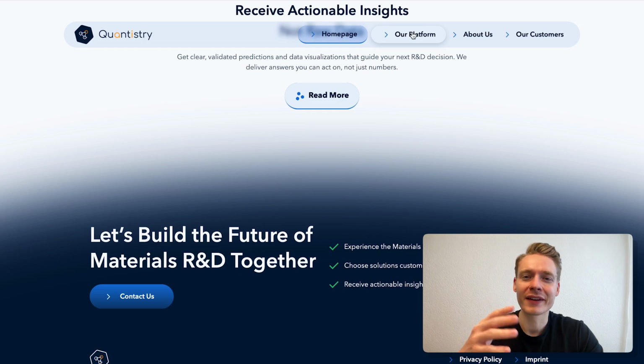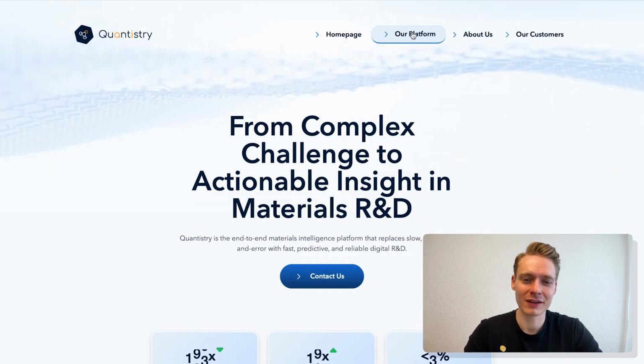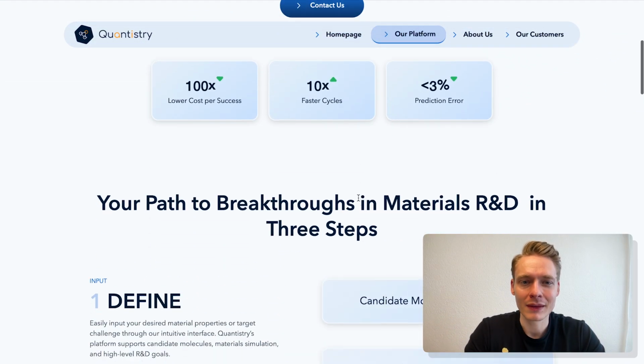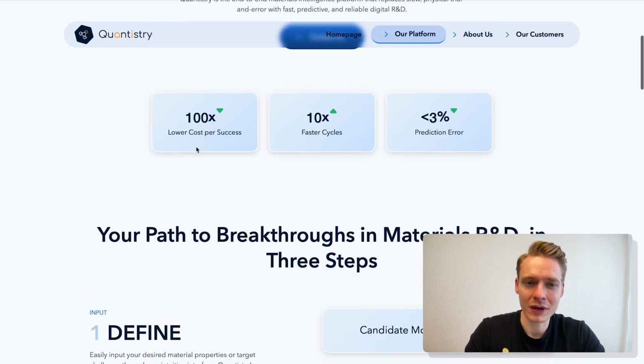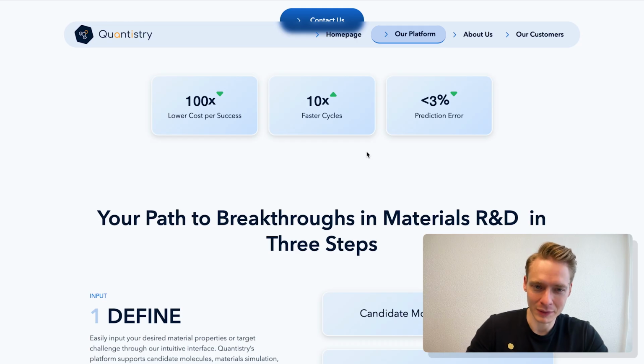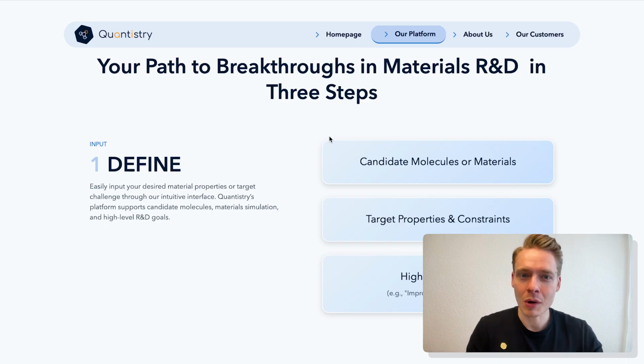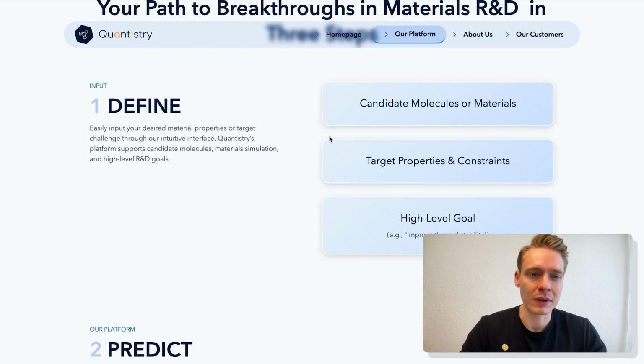Now, I think that was a good overview, but how does the platform actually work? And I guess we will learn more about that here. So how's the platform actually set up? Again, we see the proposals that we've seen before, like the USPs, why to use their solution. And then here it explains a little bit more how the process actually works. So your path to breakthroughs in materials R&D in 3 steps. First step is define. So easily input your desired material properties to target challenge through our intuitive interface. Quantistry's platform supports candidate molecules, material simulation, and high-level R&D goals. So candidate molecules or material, target properties, and constraints.